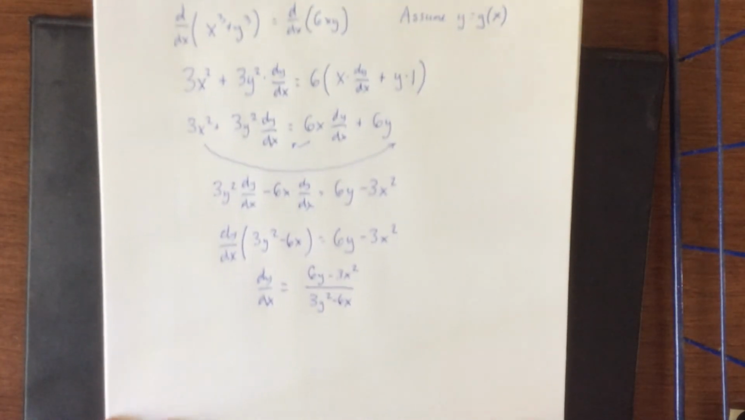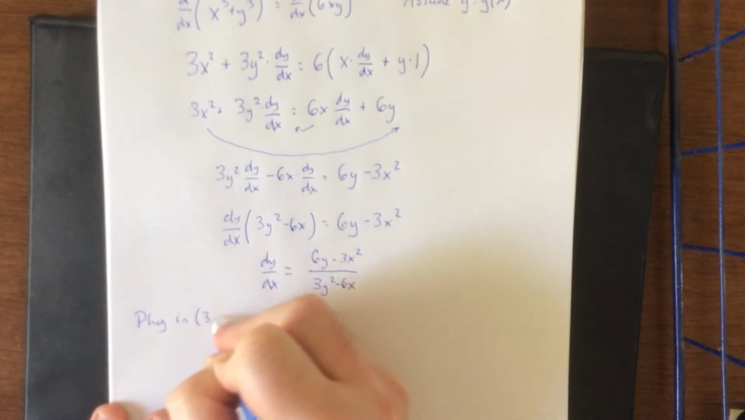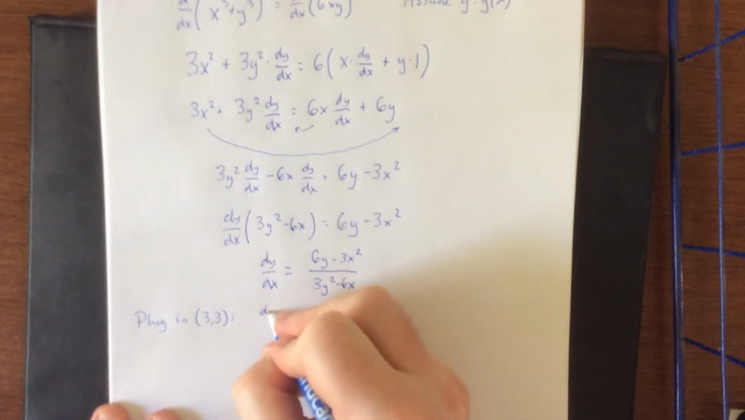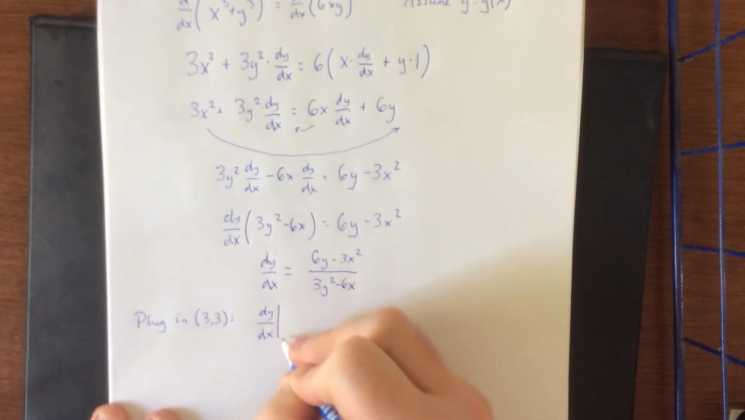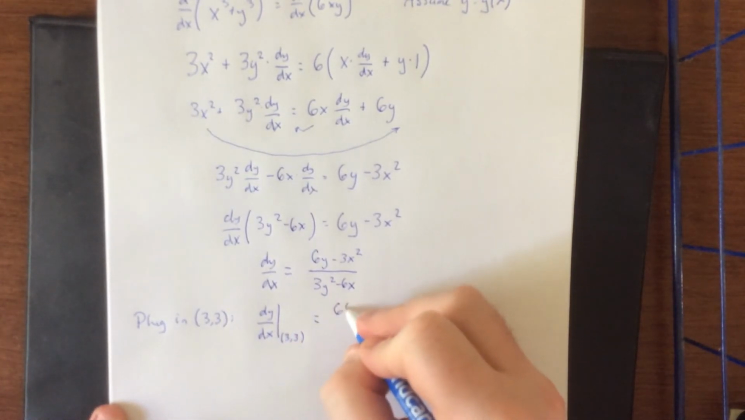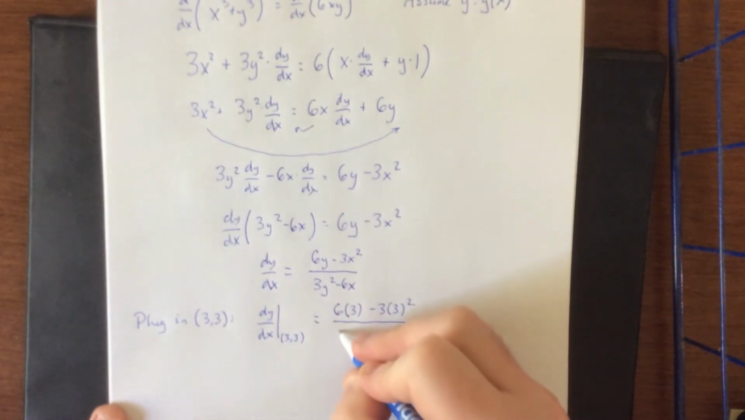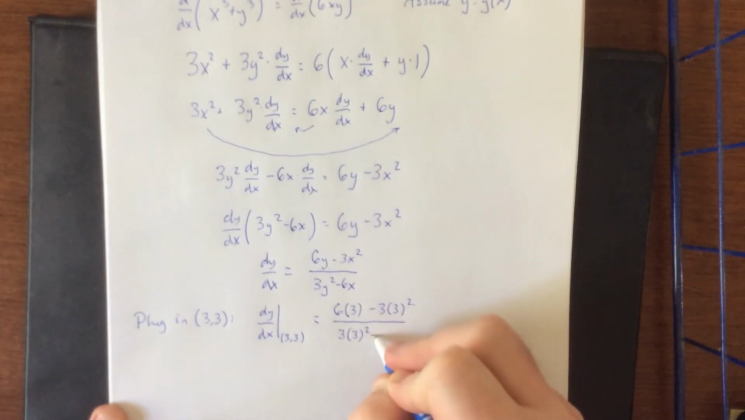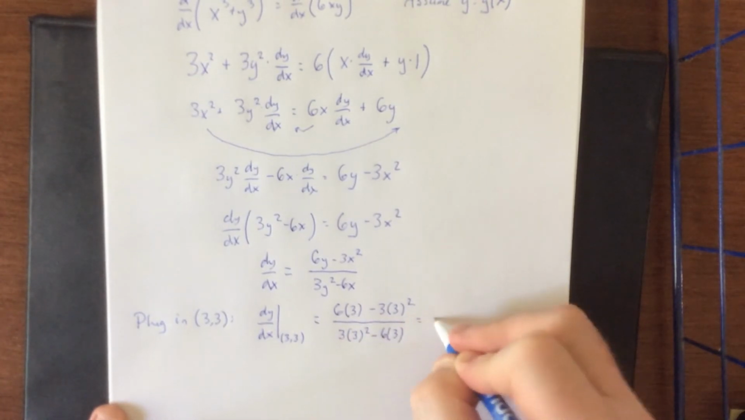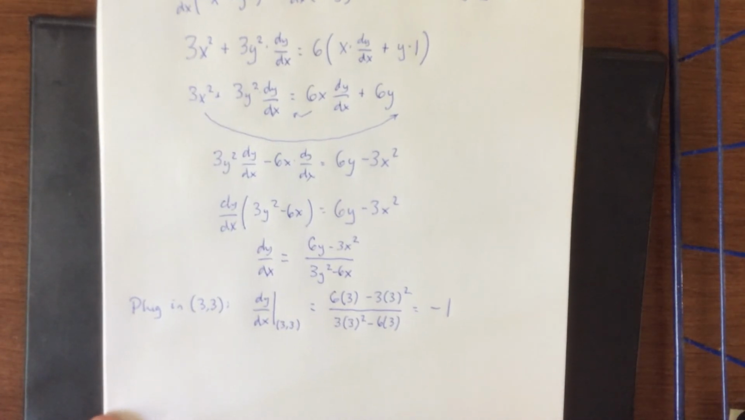So what I'm going to do instead is go ahead and plug in the given point. So the notation that we'll use, this will be dy over dx evaluated at the ordered pair (3, 3). This will be 6 times 3 minus 3 times 3 squared all over 3 times 3 squared minus 6 times 3. Simplifying the numerator, you're going to get negative 9, and simplifying the denominator, you'll get positive 9. Negative 9 divided by positive 9 will simplify to be negative 1.